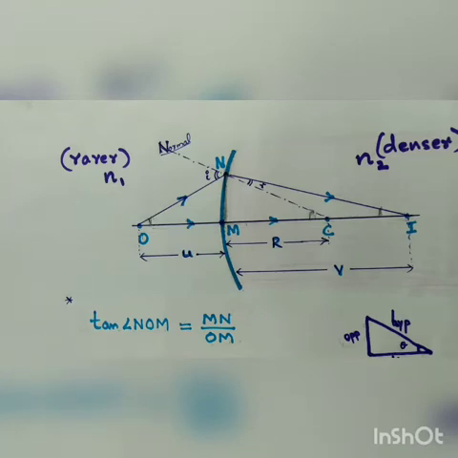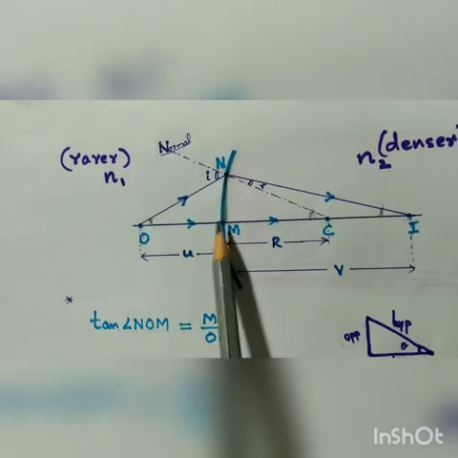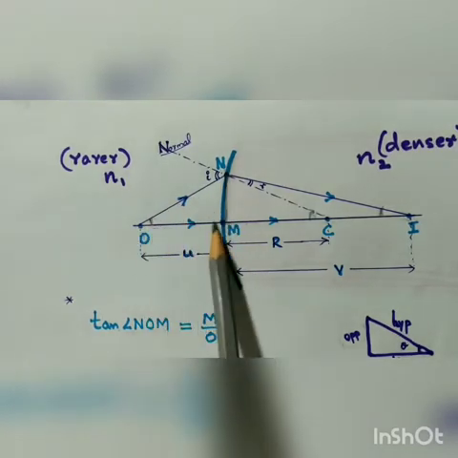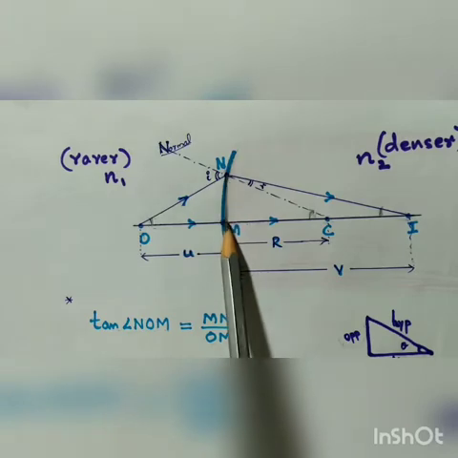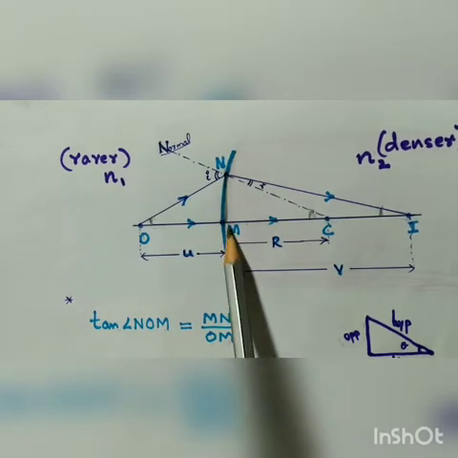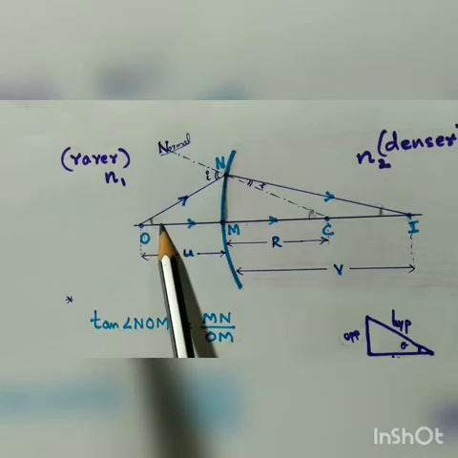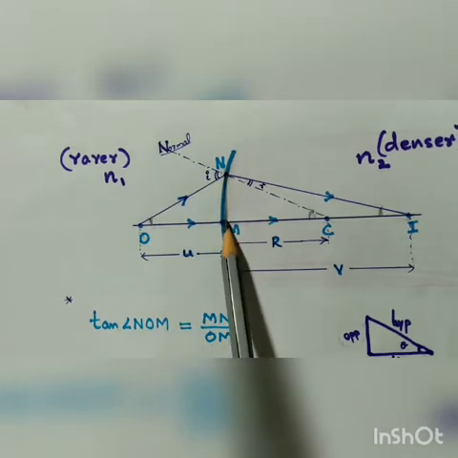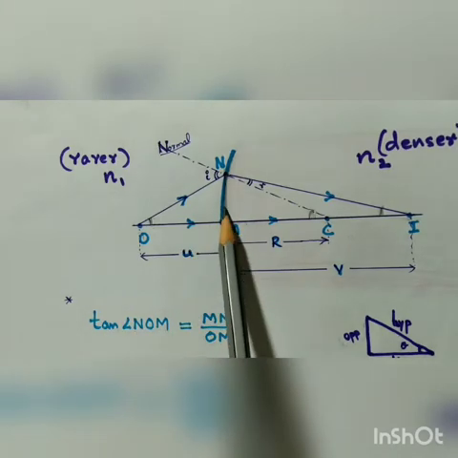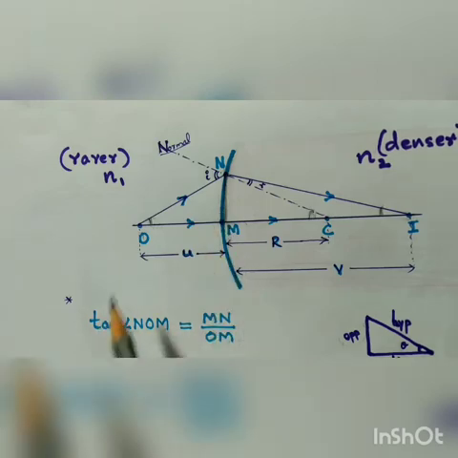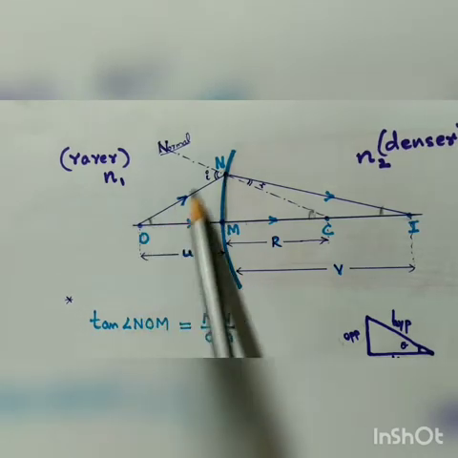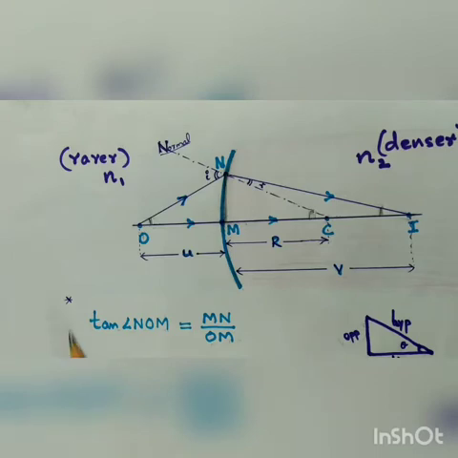Consider the triangle NOM. Is this a triangle? Is this a straight line? I told you this is a curved surface. But if this angle is very small, we can consider this as a straight line. Understand, this is a magnified image. So if this angle is very small, you can consider this as a straight line, so you can consider this as a triangle also.